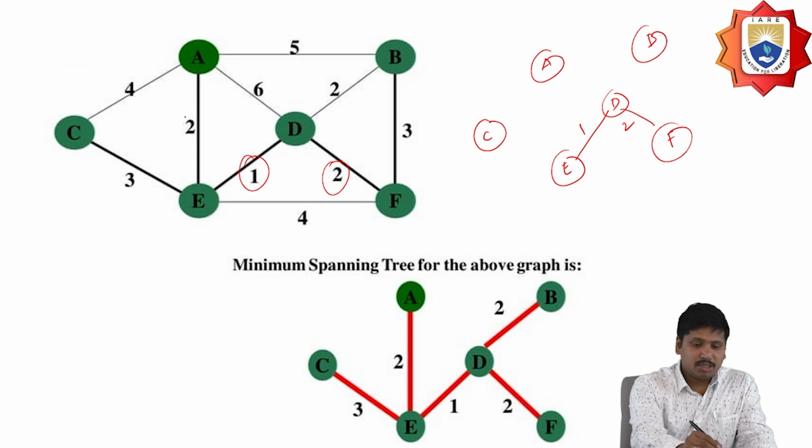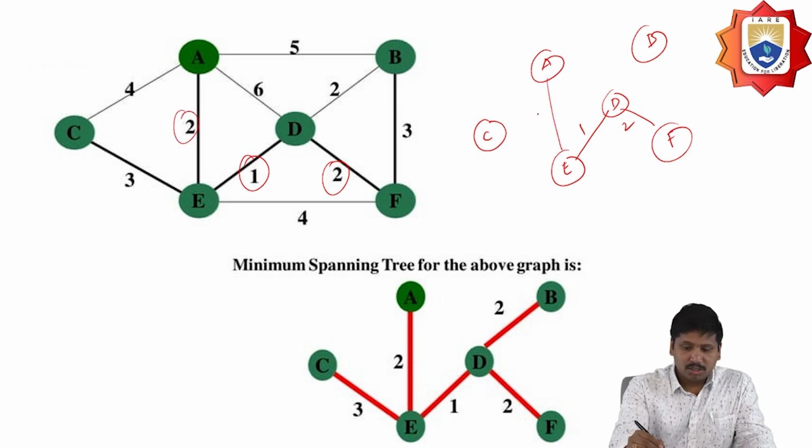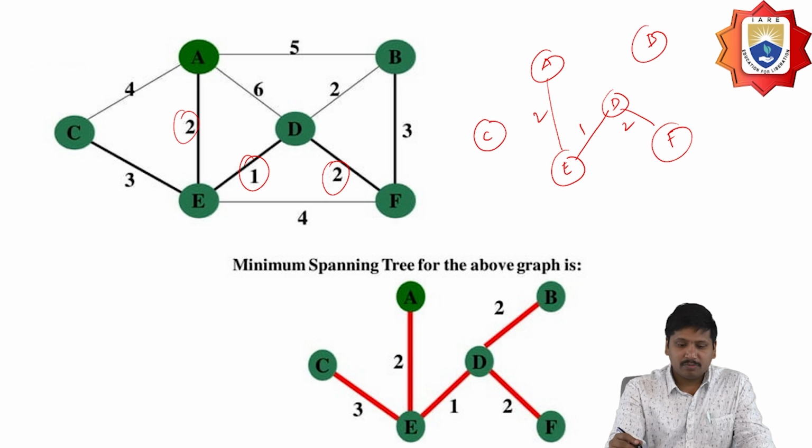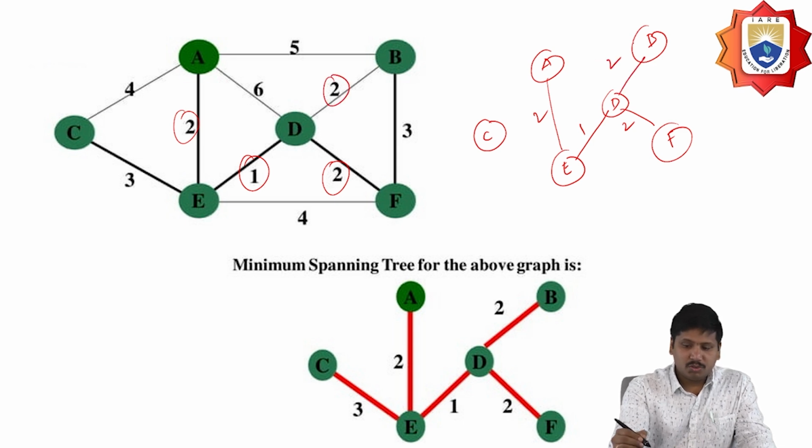And then what should be the next minimum edge? What I'm going to select is 2 again. So this edge is going to be considered. And what should be the next minimum weight I'm going to consider? 2 again. So this one I'm going to consider, and then the next minimum weight. So 3 is there, so 3 I'm going to consider.